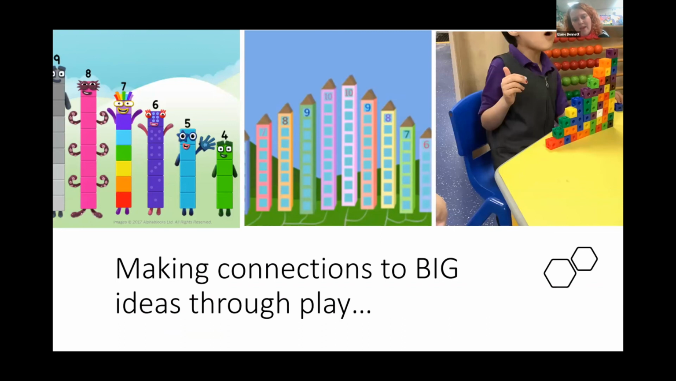So back into my classroom for the last 3 minutes. It matters about making connections and helping children make those connections through their play. So yes, we love the 00 superhero song. Yes, we love Numberblocks. And then in play, look what happens. Off she goes, this little girl, and she makes her number staircase. We talk about number staircases all the time in my class. It's part of our everyday language.